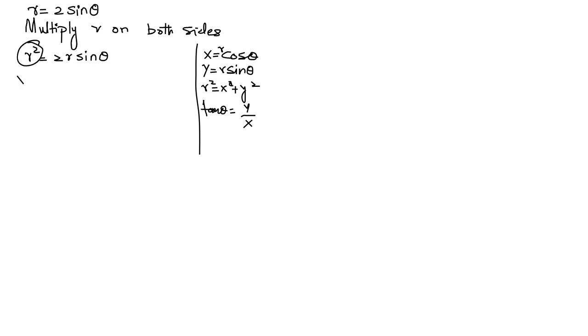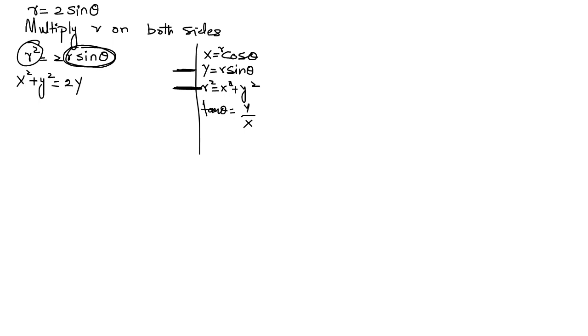R square is equal to x square plus y square because of this formula. Now this is 2. R sine of theta is equal to what? R sine of theta is equal to y. Yes. Now we change the polar form into the rectangular equation.